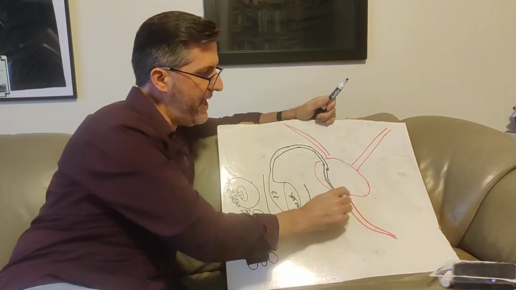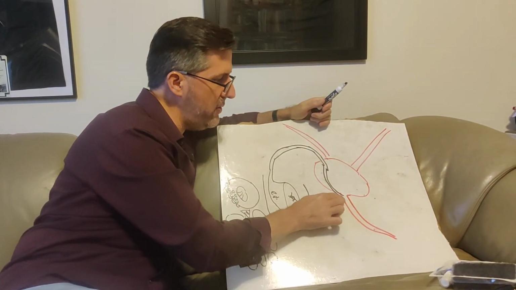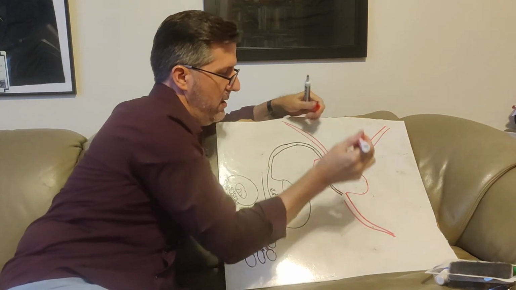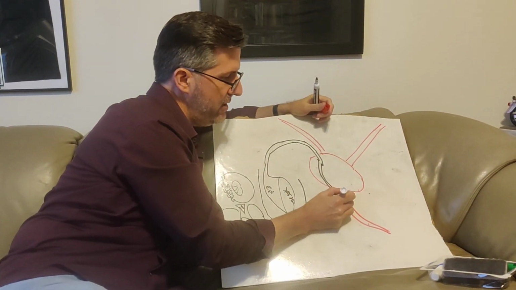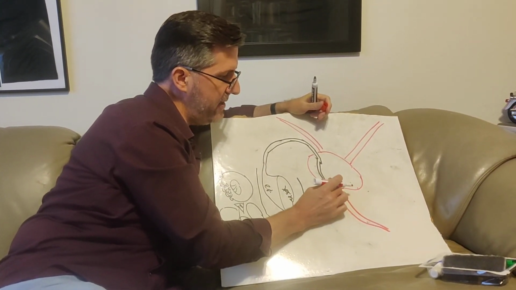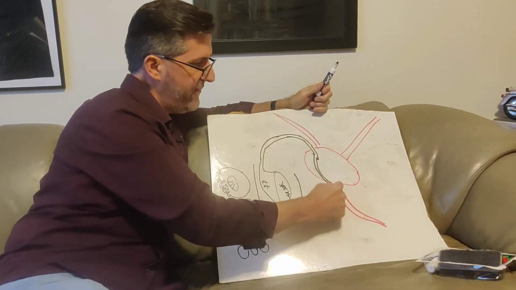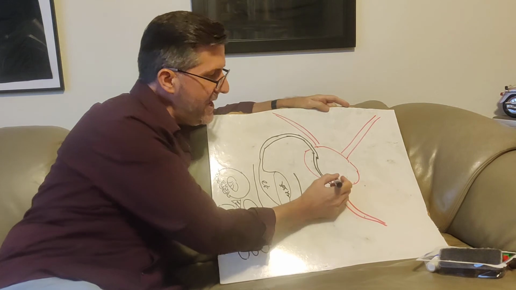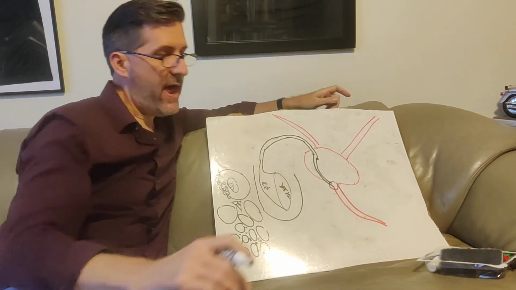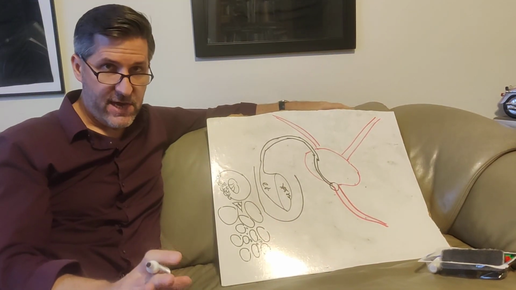Now follow, that's going to make a Y shape. So I got the urethra here, and then I got the vas deferens coming in. Where they meet, right there, that is called the ejaculatory duct. Okay.